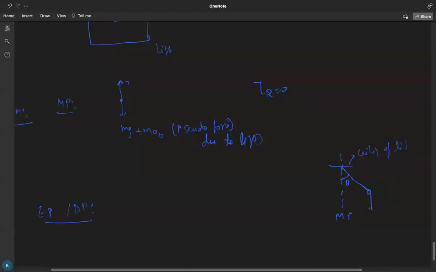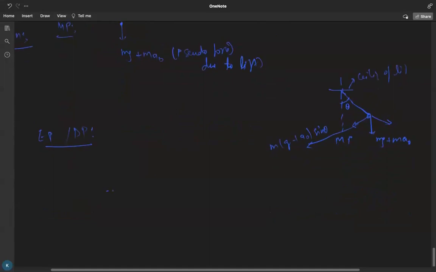There is some force acting, mg plus ma naught, vertically downward. This is the force due to gravity, and this is the pseudo force. When you take the component in this direction, we have the force (mg plus a naught) sine theta, and due to this, torque is produced. So our restoring torque is equal to minus m(g plus a naught) L sine theta.